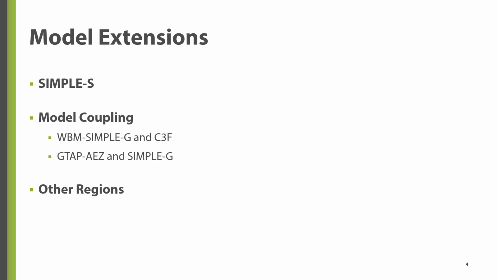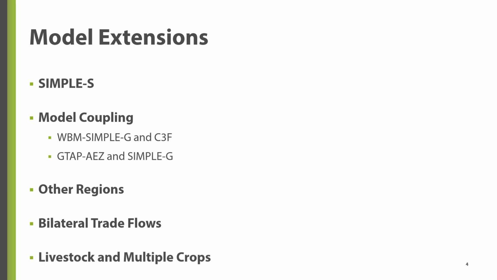Another advanced area of research is exploring bilateral trade flows. By combining GTAP data with Simple-G, we can analyze specific trade partners and shocks, like the U.S.-China soybean trade. We can also expand the model to include livestock systems and other production factors. And while Simple-G currently aggregates crops, you can develop models for multiple crops within a grid cell and associated markets. These extensions open up new opportunities for research about sustainability and food security challenges at local and global scales.